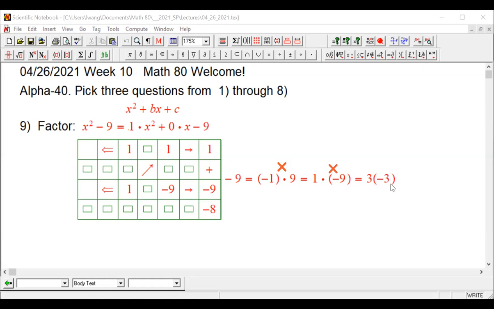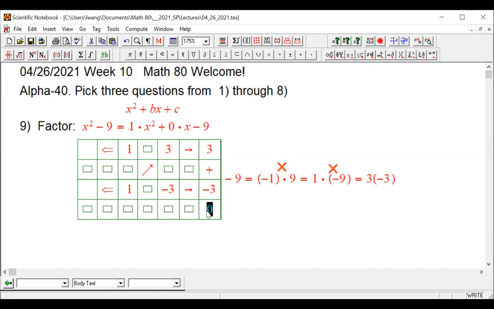Also, 3 with negative 3. So let's try 3 with negative 3. 3 times negative 3 is negative 9. So I'm going to put 3 here, negative 3 over here. So 1 times 3 is a 3. 1 times negative 3 is a negative 3. 3 plus negative 3 is a 0. Yay, we found the match.